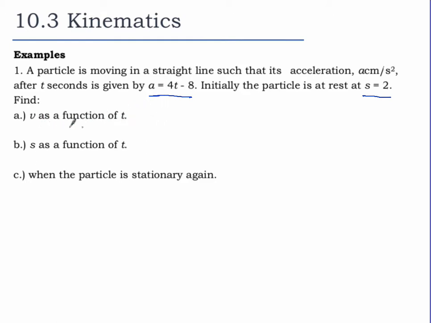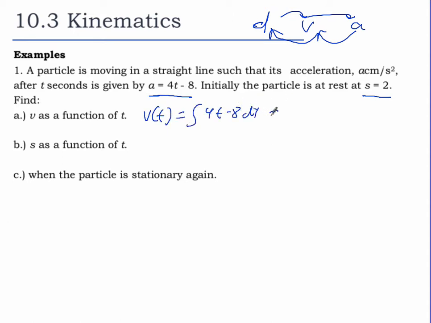So we start with acceleration. To find velocity, we need to find the integral of acceleration. Okay, so we've got displacement, velocity, acceleration. If you want to go this way, you differentiate. If you want to go this way, you integrate. So the velocity as a function of time equals the integral of 4t minus 8, which equals 2t squared minus 8t plus a constant.